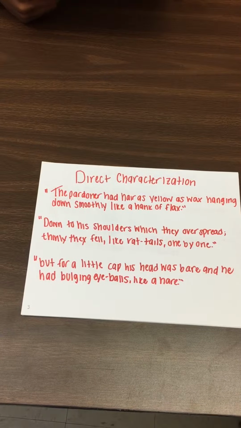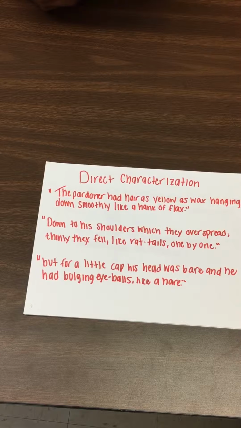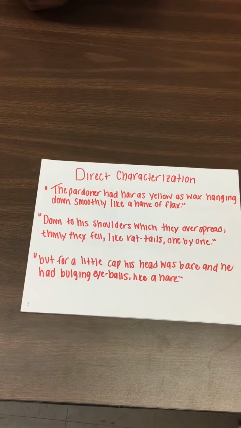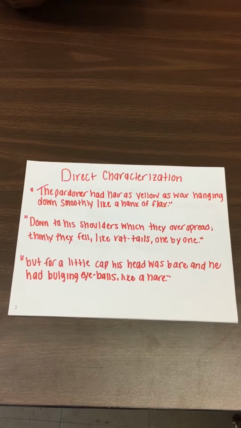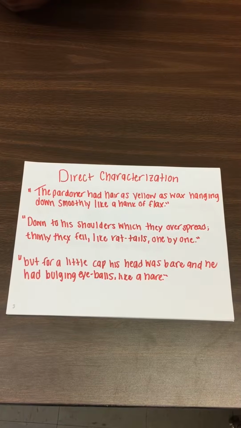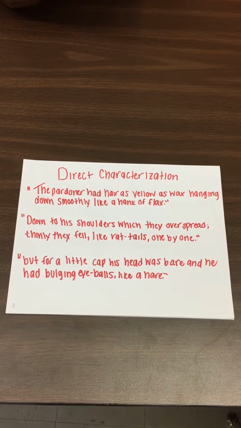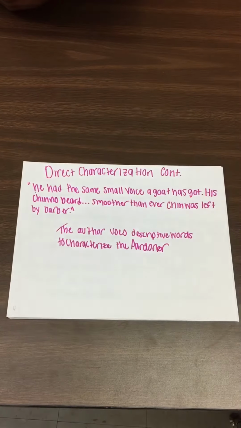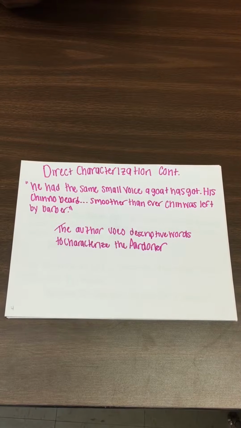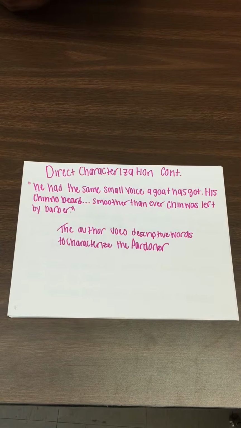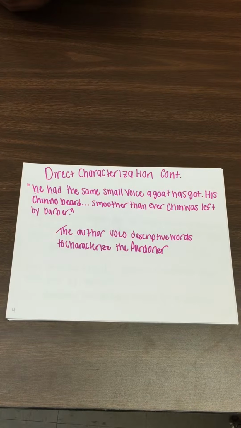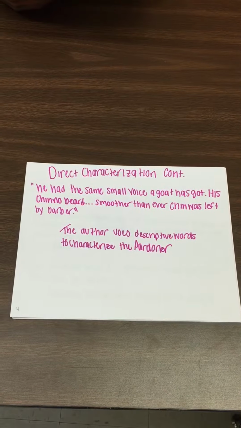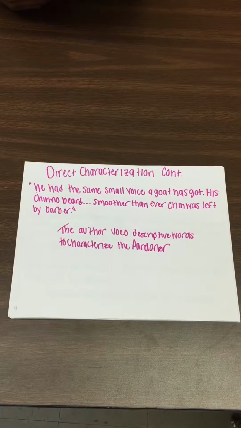Examples of direct characterization include: the Pardoner had hair as yellow as wax, hanging down smoothly like a hank of flax. Down to his shoulders, which they overspread thinly, they fell like rat tails one by one. But for a little cap his head was bare, and he had bulging eyeballs like a hare. He had the same small voice a goat has got. His chin no beard, smoother than ever chin was left by barber. These are all examples of direct characterization because the author used descriptive words and clearly shows us how the Pardoner looks.